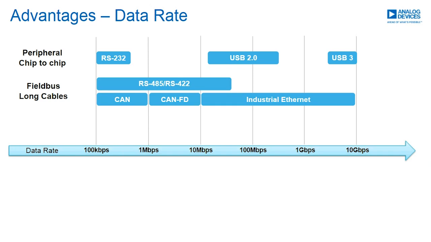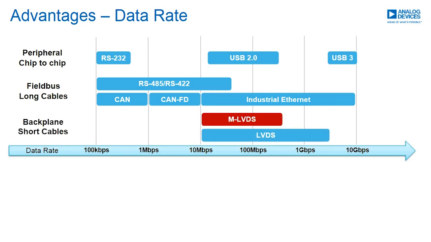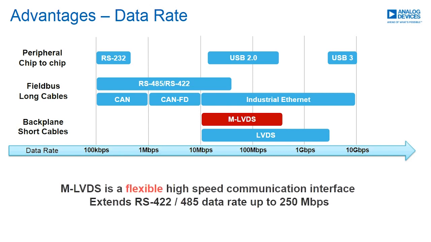Industrial Ethernet, operating at 100 megabits per second and 1 gigabit per second, does support higher data rates, but it lacks the support for multi-point communication over a single medium. M-LVDS delivers high data rates of up to 250 megabits over a multi-point network, which is well suited to these short cables and backplanes. It is a flexible and high-speed communication interface, which extends RS-485 data rate well beyond 50 megabits per second.